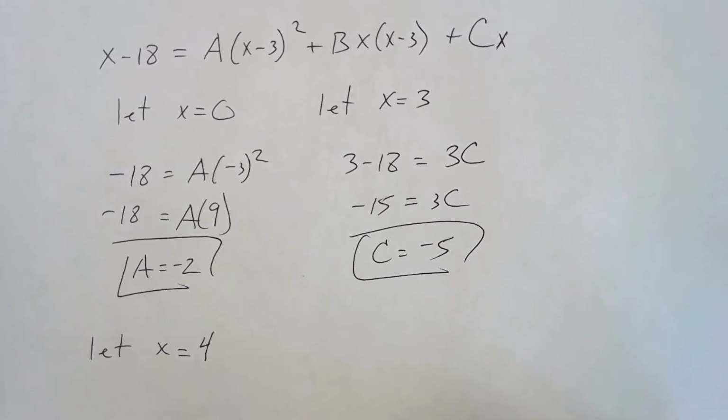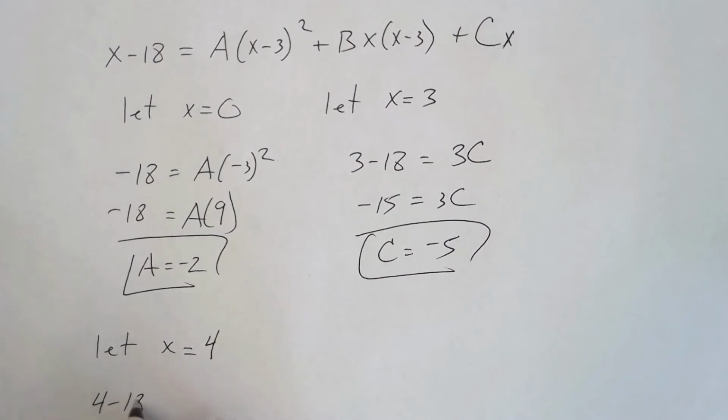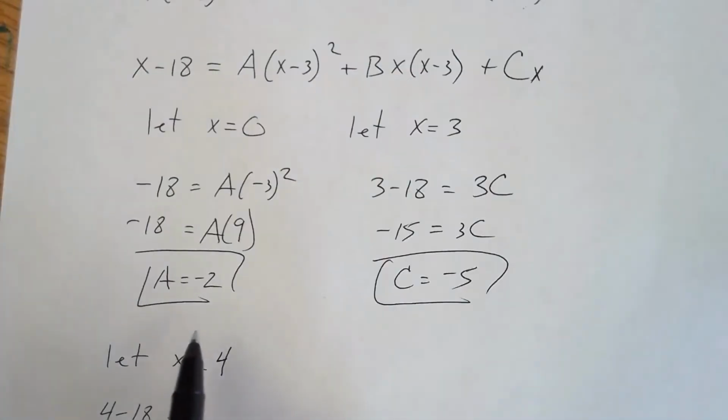I am letting x equal 4. Now, when I let x equal 4, that means that all my x's in this problem become 4. So I'm going to have 4 minus 18 equals a. Hey, I know what a is.